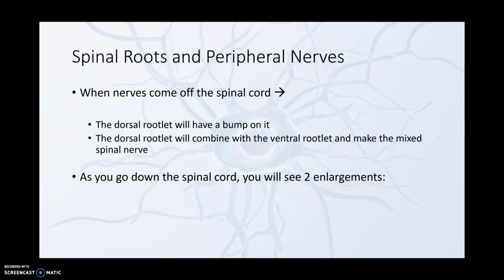As you go down the spinal cord, you will see 2 enlargements. You will see a cervical enlargement and a lumbosacral enlargement. These enlargements are clusters of cell bodies and are necessary because that's where the nerves come off to innervate the upper and the lower extremities.